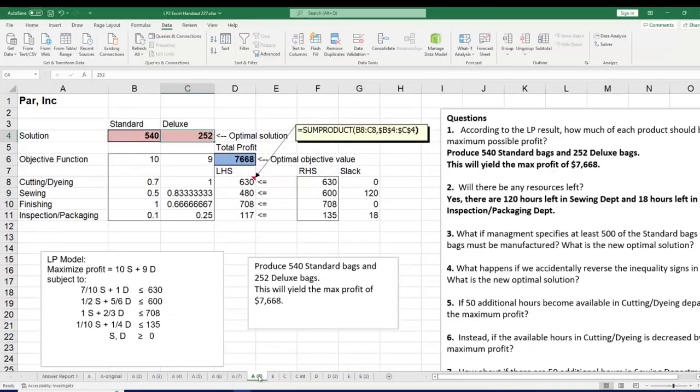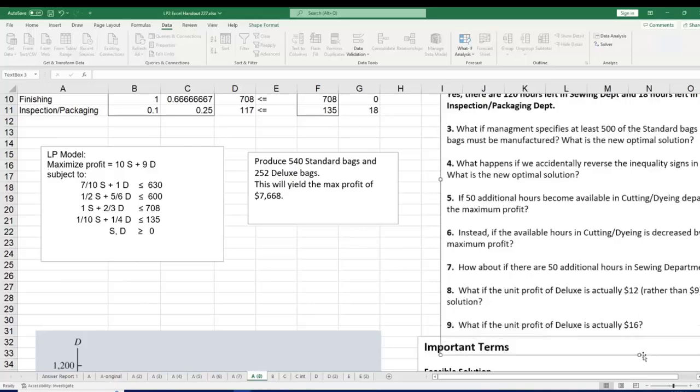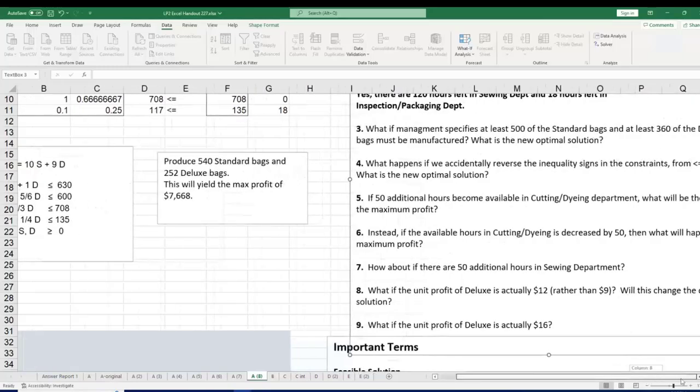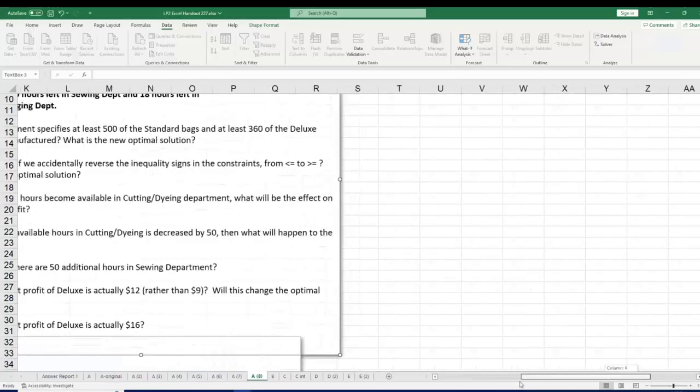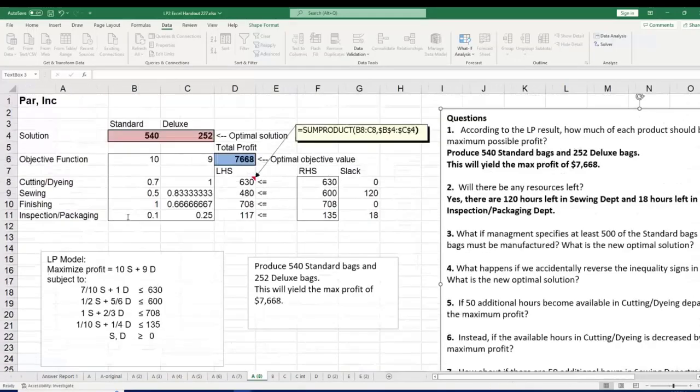Here it is. What if the unit profit of deluxe is actually 12 rather than 9? And will this change the optimal solution? Deluxe is right now 9. So for some reason, deluxe is less profitable than the standard. It's only $9 it's going to bring you. So what if this is higher? Maybe if the deluxe is more profitable, then the solver will tell us to make more of the deluxe, maybe less of the standard. So we might think, let's try changing it.